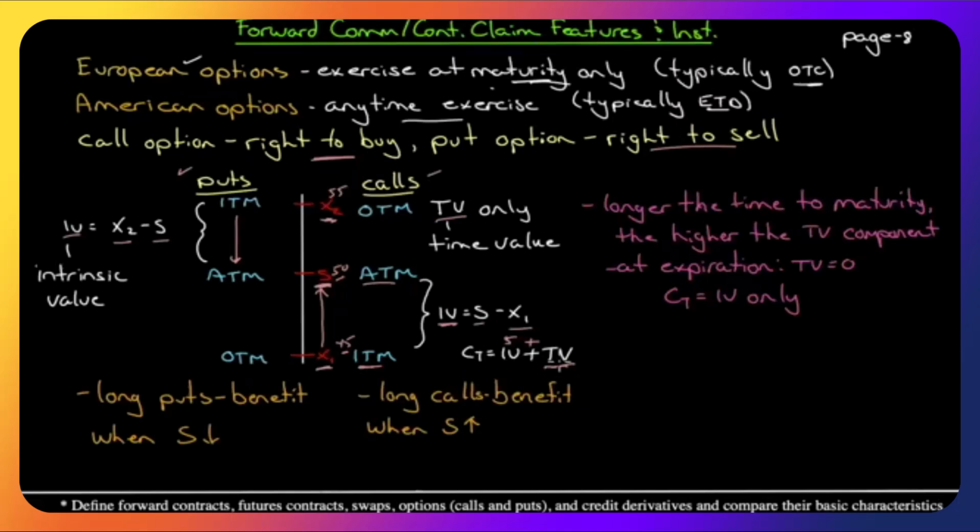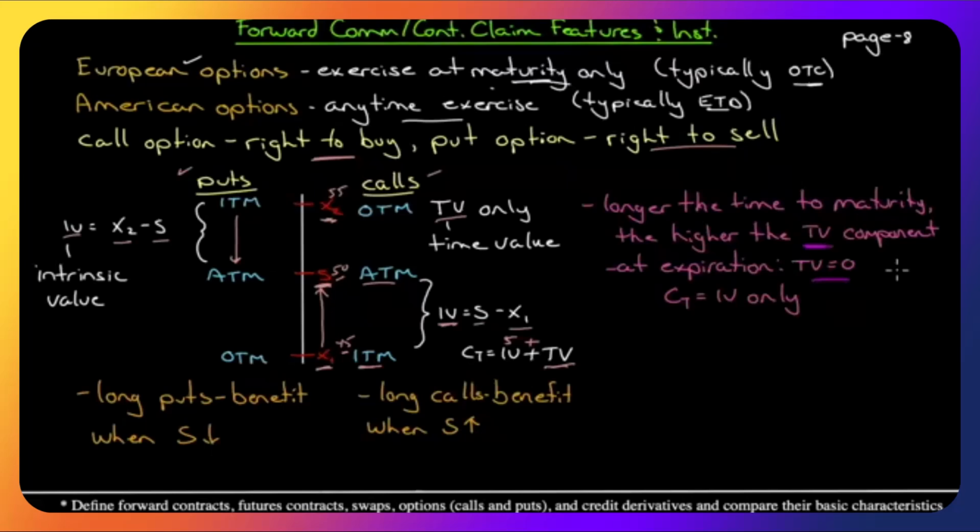We're really just introducing the language here: in the money, at the money, out of the money, calls and puts, intrinsic value, time value, just to give you an idea of the type of language we'll be using. The longer the time to maturity, the higher the time value component. And at expiration, time value equals 0 because there is no time. You're at expiration, there is no time left.